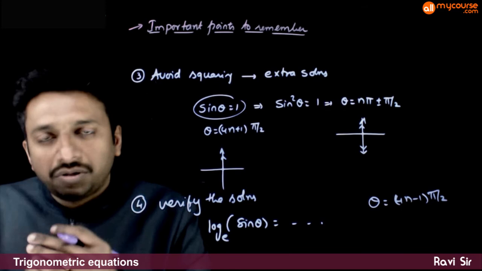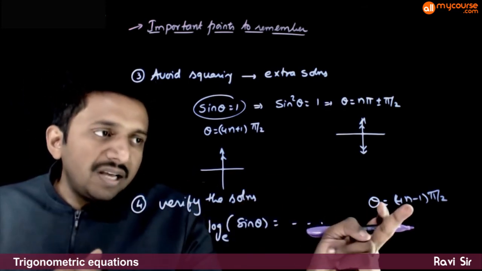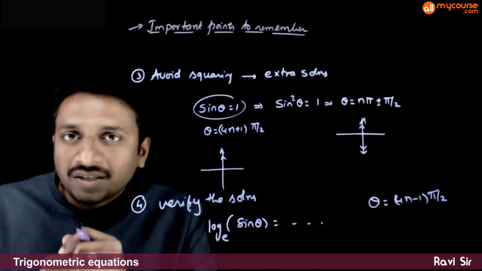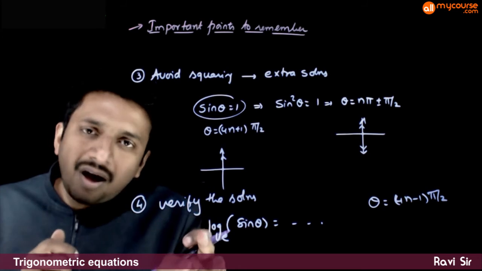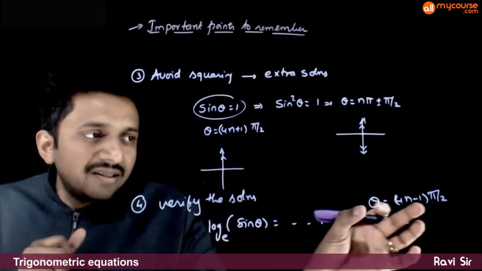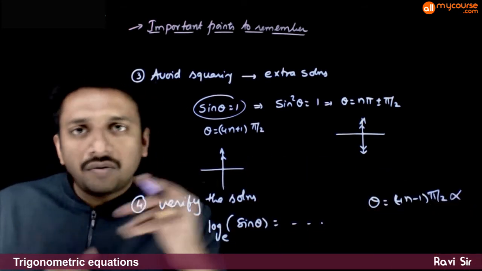Suppose you got the solution after doing some number of steps. As you can very clearly see, when theta is equal to (4n minus 1) times pi by 2, sine theta is equal to minus 1. So log is not defined at this solution. Hence, I write that this solution is not valid.